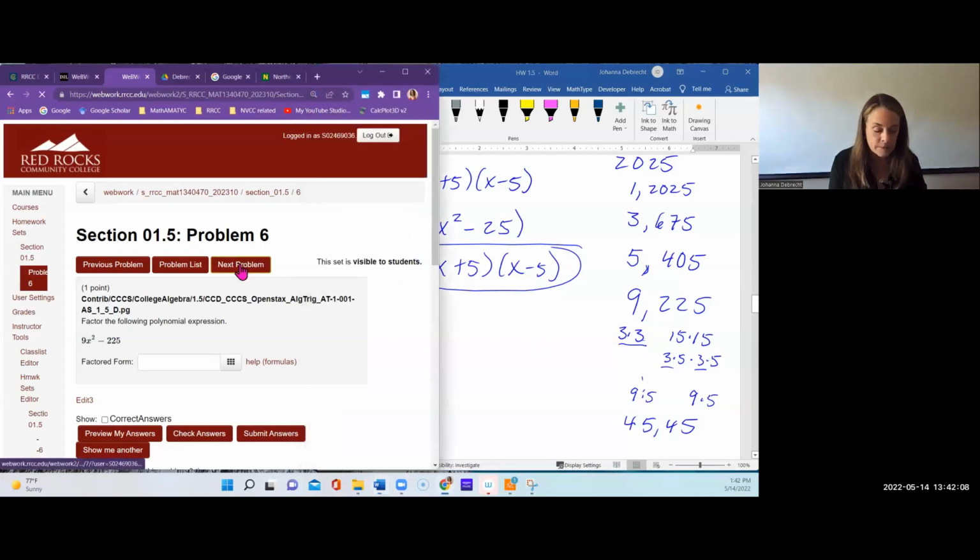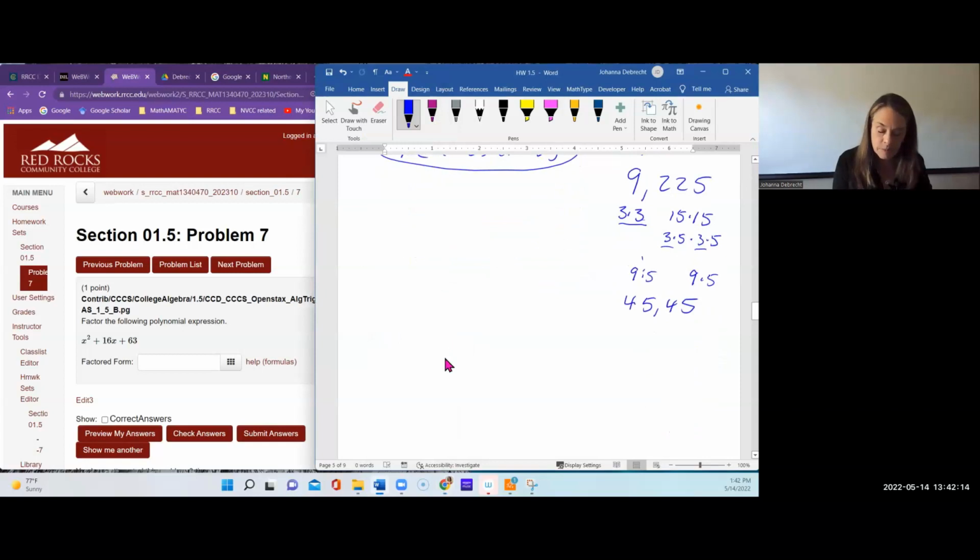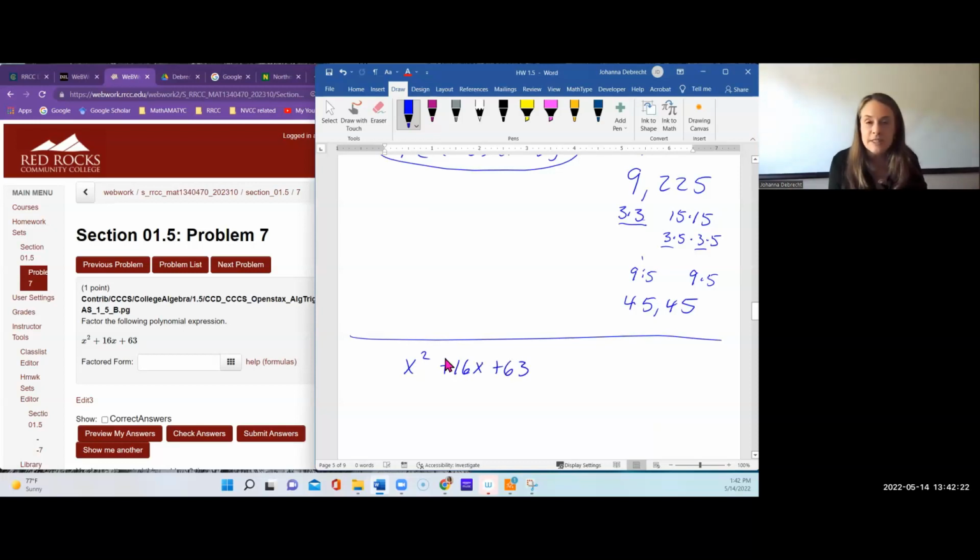Let's move on to problem 7. In problem 7, we have another trinomial, x squared plus 16x plus 63. Which method are you going to use? Go ahead and pause the video and either use the trial and error method or the AC method. Then turn the video back on and compare your answer to mine.